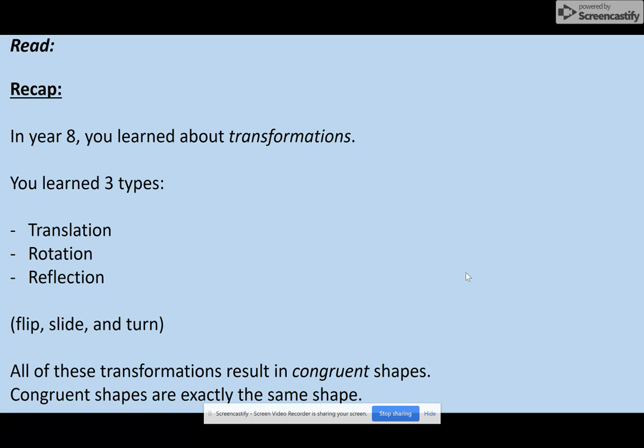Now, the thing that's the same about all of these types of transformations is that they don't change what the shape is that's being rotated or flipped. They're just ways of moving the same shape to somewhere else. And the shape that you have at the end of it is exactly the same shape that you had at the start. Another way of saying that would be to say that the transformations all result in congruent shapes. So congruent shapes are shapes that are exactly the same. The shape at the end is exactly the same as the shape at the start. It's just somewhere else.